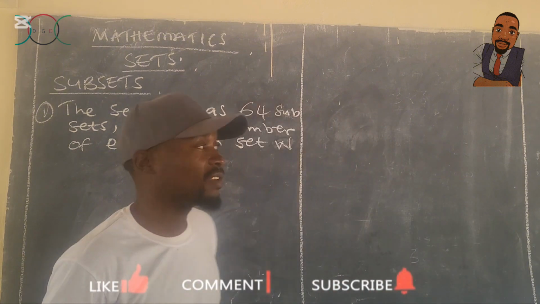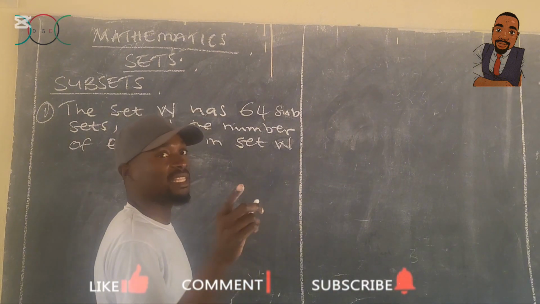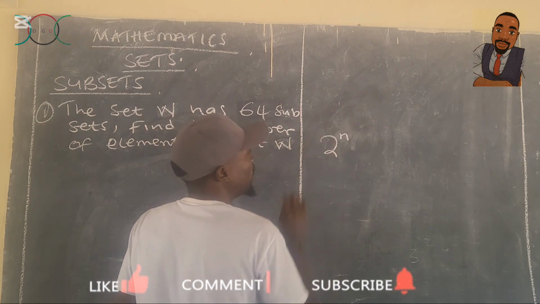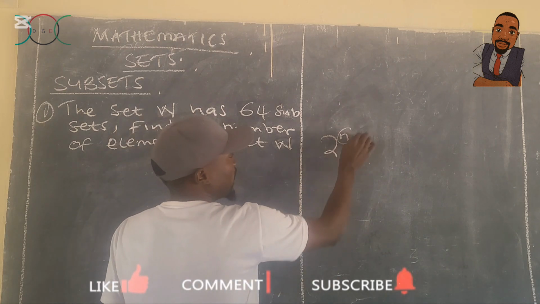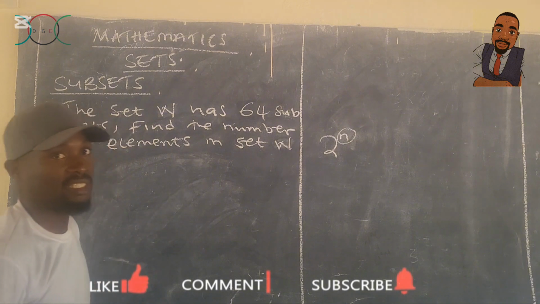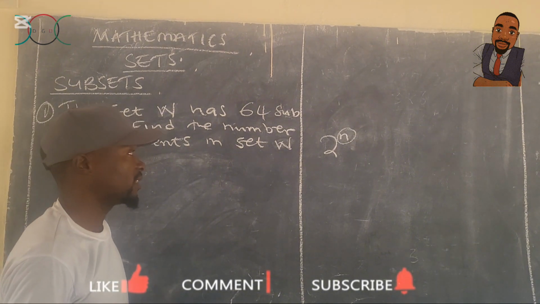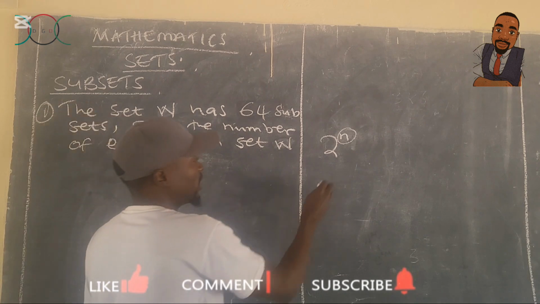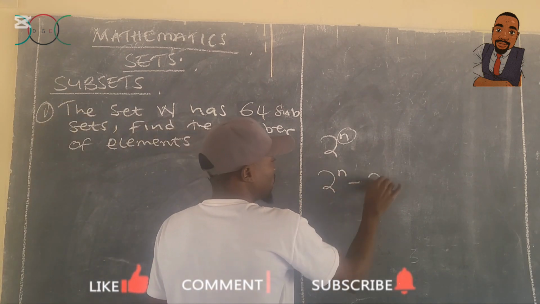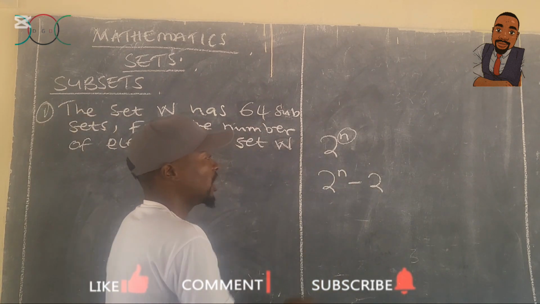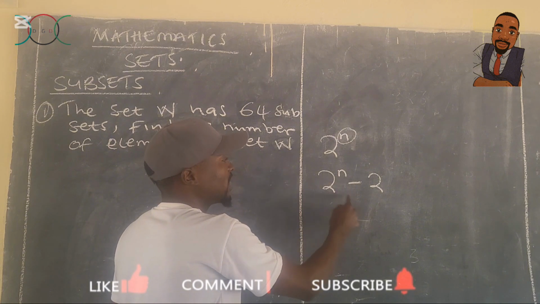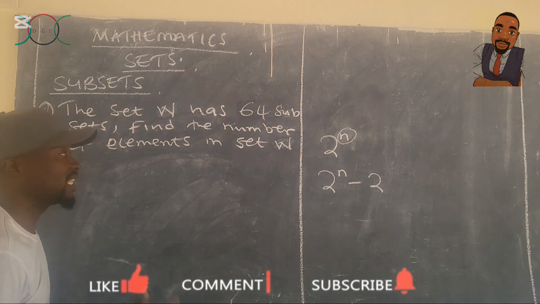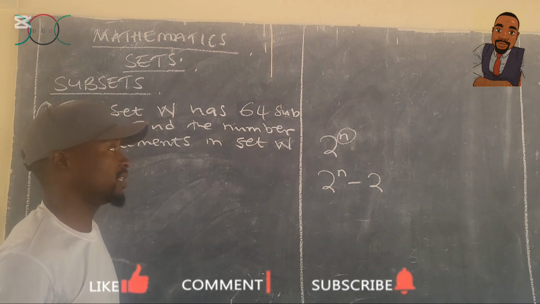In our previous lesson, we said that to determine the number of subsets in a given set, you say 2 to the power of n, where n is the number of elements in the set. To obtain the number of proper subsets, you say 2 to the power n minus 2. This simply means when you find the number of subsets, then you subtract 2, you're going to get the number of proper subsets in that set.